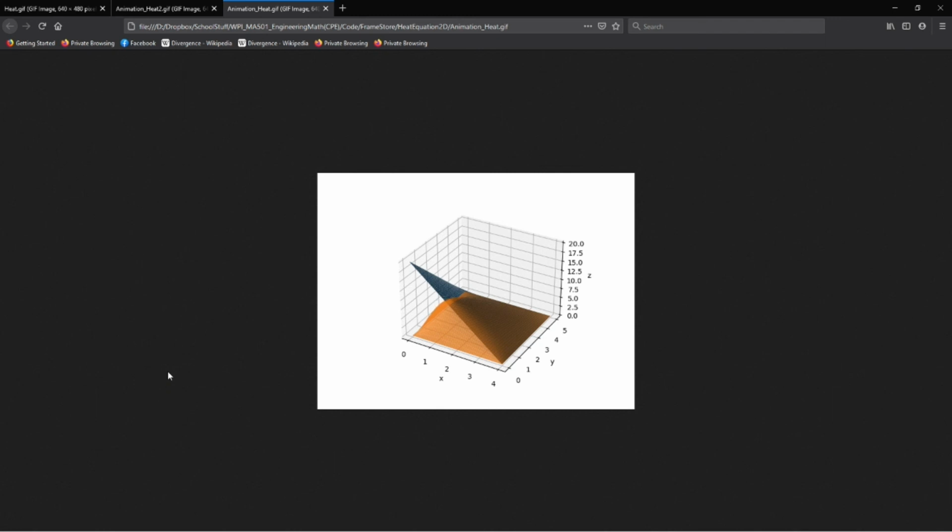And the last example that I want to show is how to do this for the wave equation in 1D and in 2D.